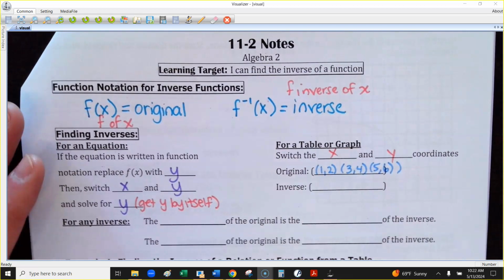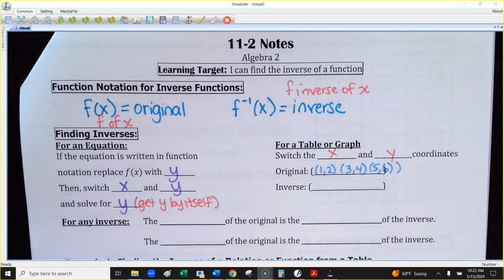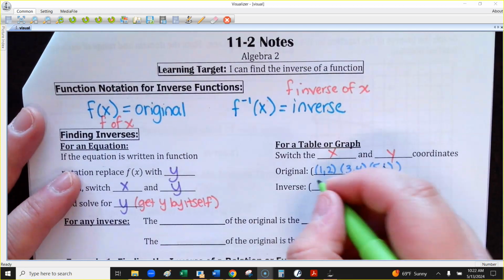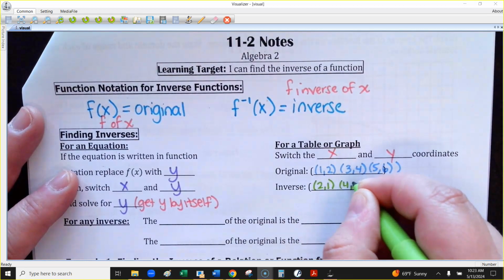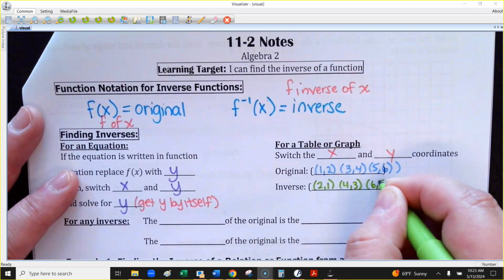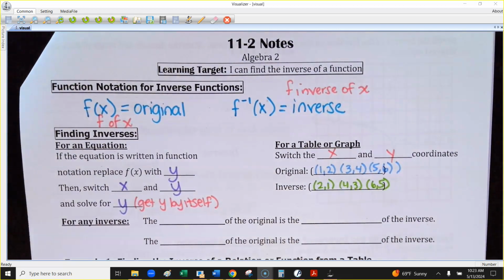All you would do for the inverse is literally, I should have made this line longer, sorry, switch those. So the inverse would be 2, 1, 4, 3, 6, 5. You just switch the coordinates of the points. You don't introduce a negative, nothing like that. You literally just flip the x and y coordinates. I'm sorry, I should have made that line a little bit longer.